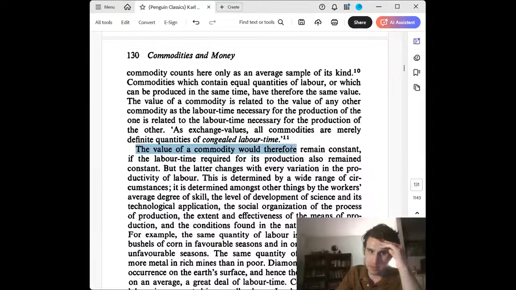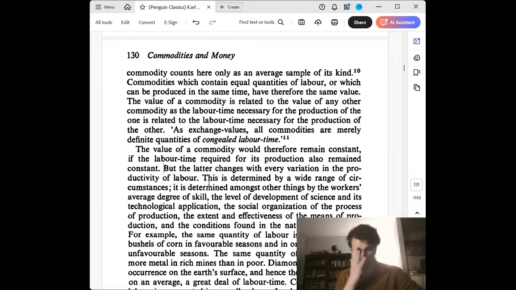The value of a commodity would therefore remain constant if the labor time required for its production also remained constant, right? So if there were no changes in efficiency or technology, value would stay the same. But the latter changes with every variation in the productivity of labor. So if labor gets more or less productive, value changes. If it's more productive, it's less valuable. If it's less productive, it's more valuable per commodity.